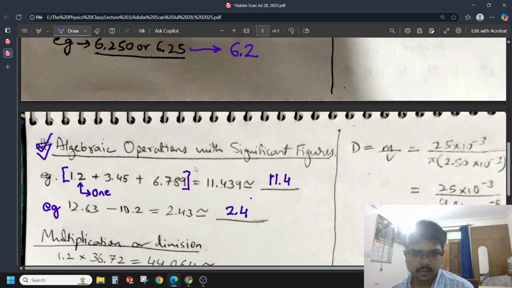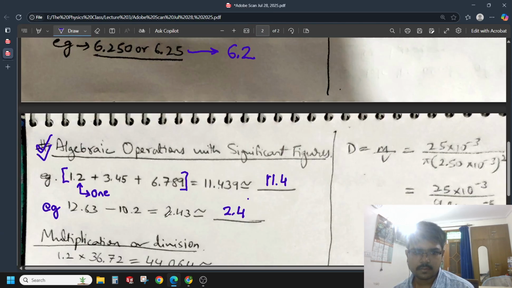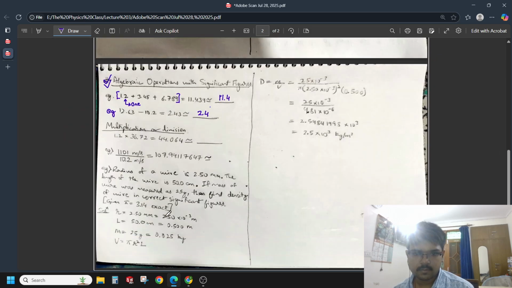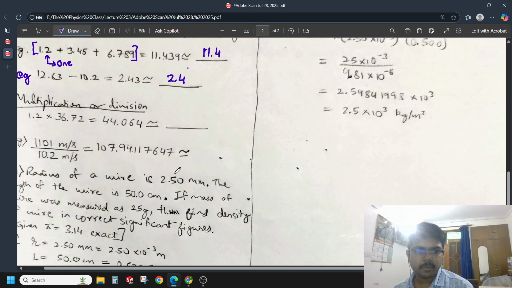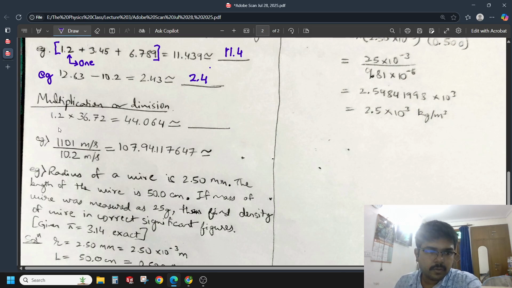Now after that, multiplication or division. If we want to multiply 1.2 with 36.72, then the answer will come as 44.064, but we will give the answer as 44.0.